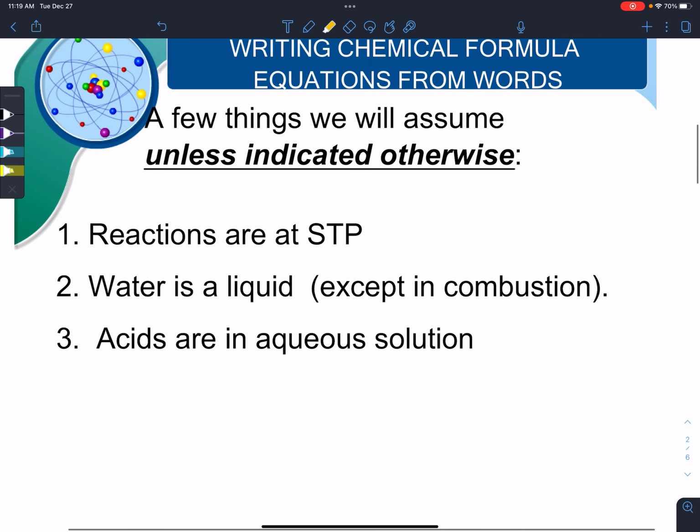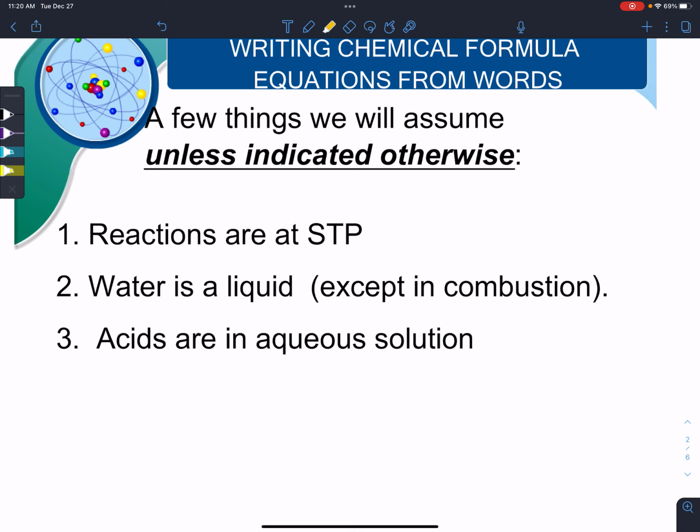So some things we are going to assume, unless indicated otherwise. All reactions are going to be at STP, so you don't have to worry about something being in a different state of matter. You're going to always assume that water is a liquid. If it says water, it's L, except for in combustion. So think about a fire. When water is released as a product of combustion in a fire, it's a gas. It's the steam that's coming off that particular reaction. You don't have water that comes flying out of a fire. So think about that when you're dealing with combustion.